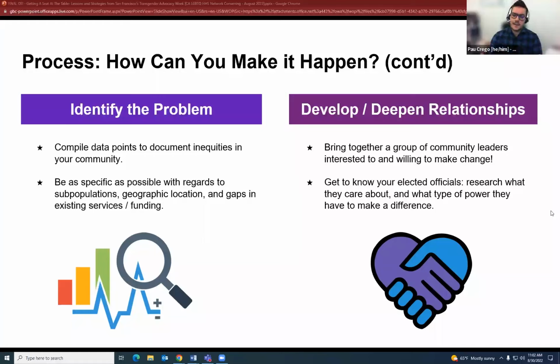So for us, for example, in San Francisco, we have the mayor who has the entire city as her constituency, but then we also have our board of supervisors, which is the equivalent of a city council, and each district has their own supervisor. So those supervisors really care about their specific district. And then the mayor really cares overall, right? So that information was really helpful for us as we went into Trans Advocacy Week. Next slide.